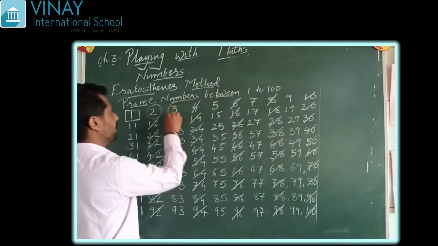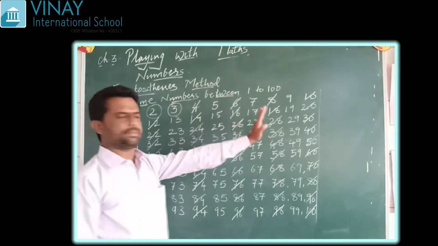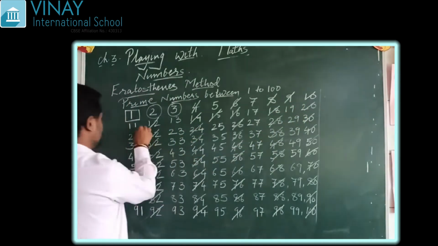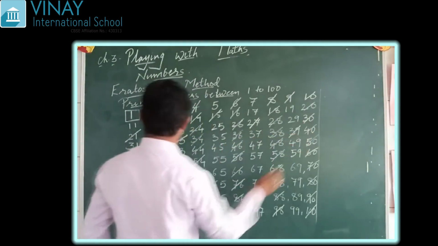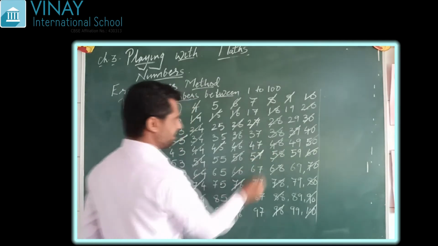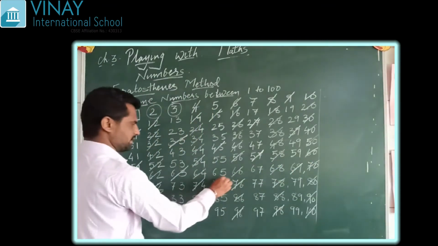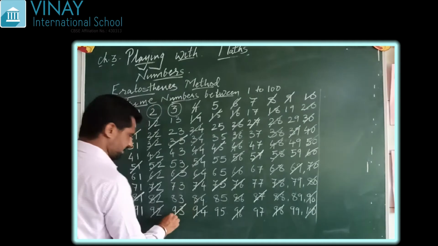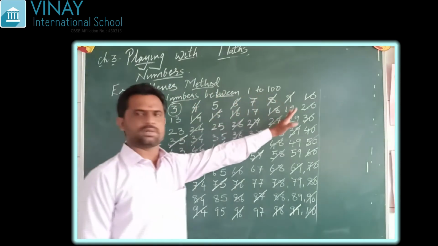Now the next is 3. 3 is also a prime number. So just make a round around it and again cut all the multiples of 3. 6 is already cut, so 9, 12 is cut, then 15, 18 is cut, 21, 24 is cut, 27, 30, 33, 36, 39, 42, then 45, 48, 51, 54, then 57, 60 is cut, 63, 66, 69, 72, 75, 78, 81, 84, 87, 90, 93, 96 and 99. Now we have cut all the multiples of 3.